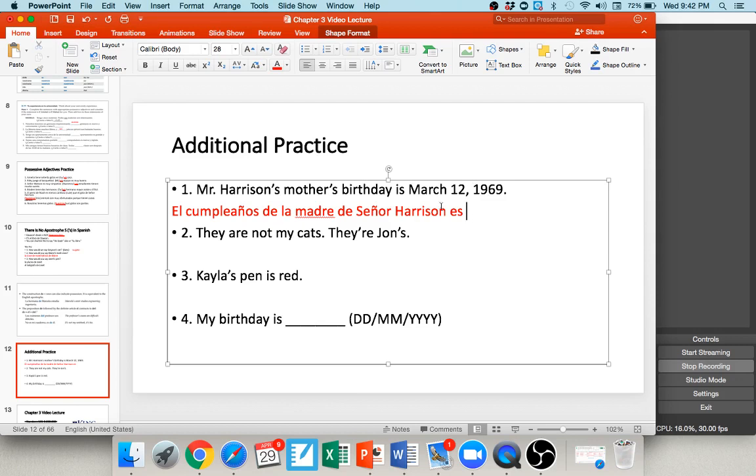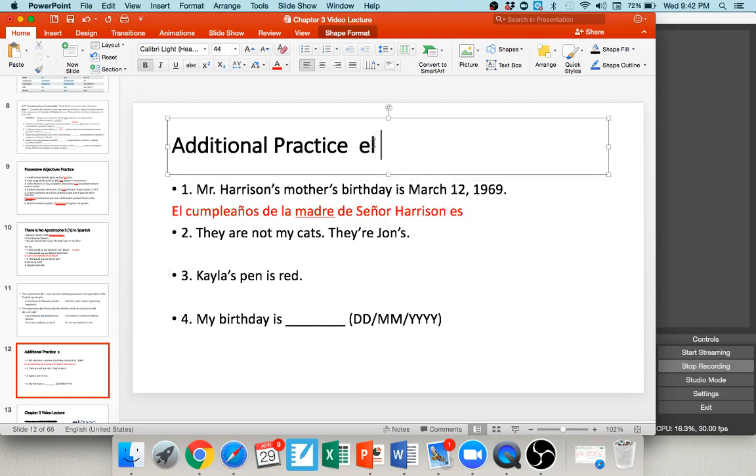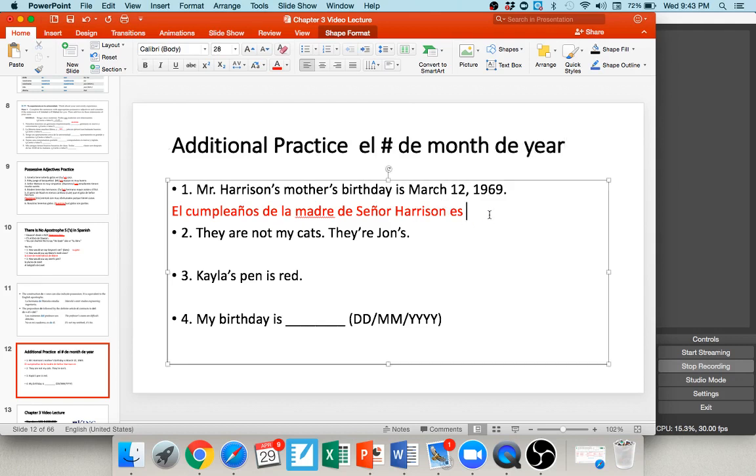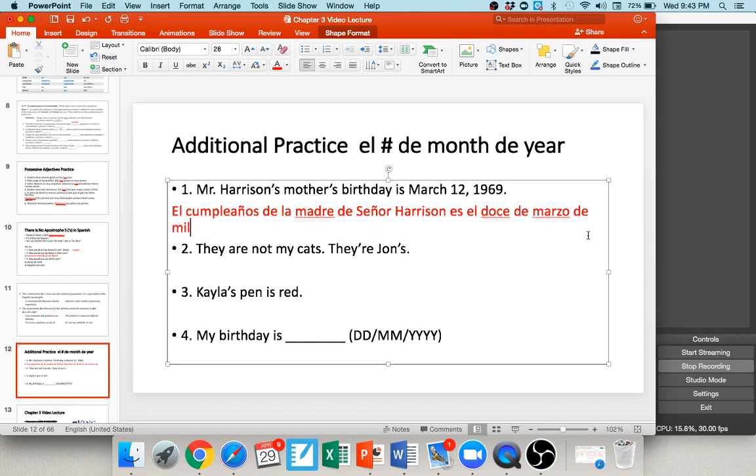You may remember our formula for dates. We have an el, followed by a number, followed by a day, followed by a month, followed by a day, followed by a year. So in this case, el cumpleaños de la madre de Señor Harrison es el 12th, el 12 of March, de marzo, the 12th of March, el 12 de marzo de 1969, mil novecientos sesenta y nueve.